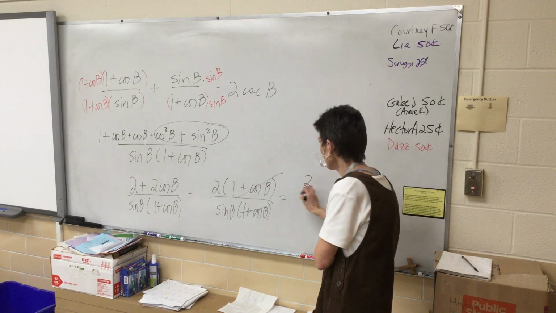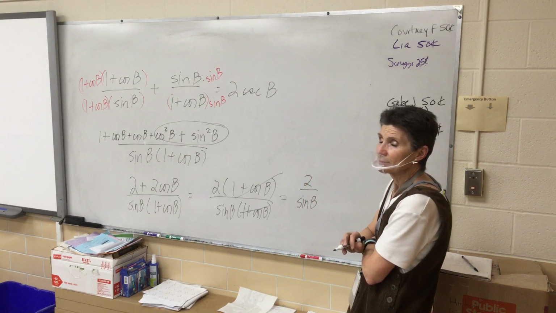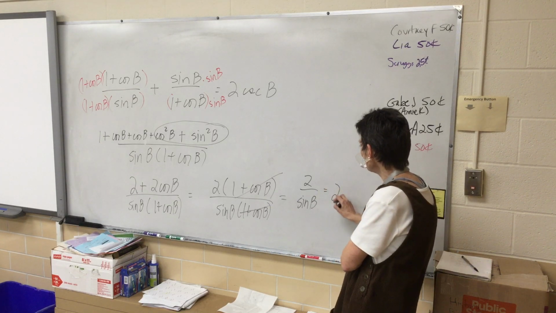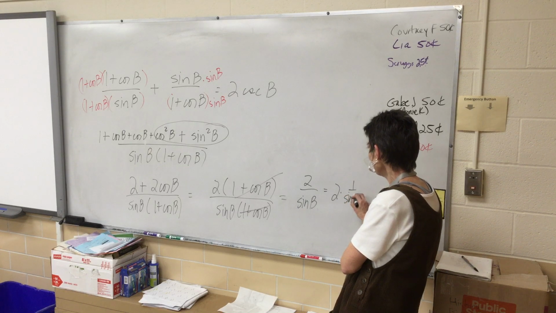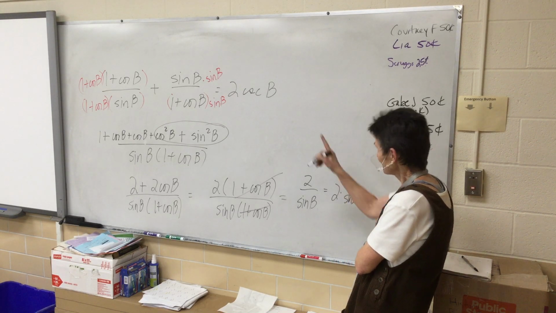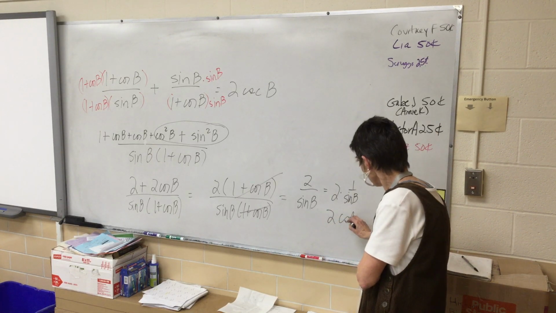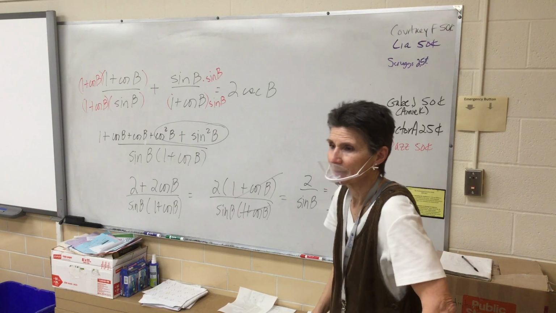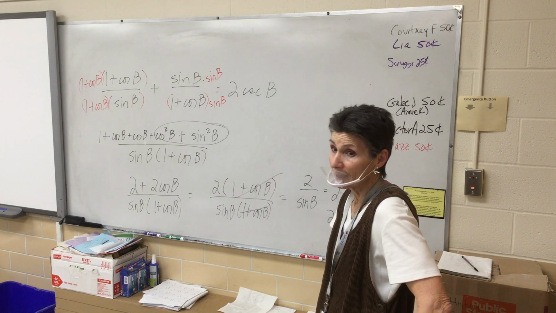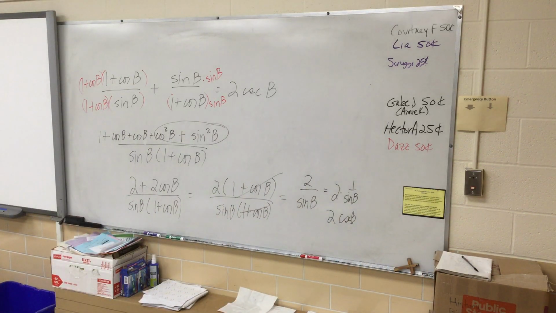So that leaves me with 2 over sine, right? Which is 2 times 1 over sine. And what's 1 over sine? Cosecant. So I've got 2 cosecant. All right. You feel a little bit better prepared for the quiz you're going to take next time.